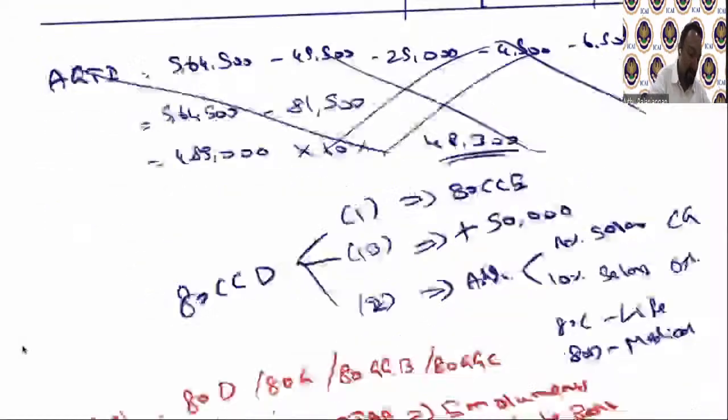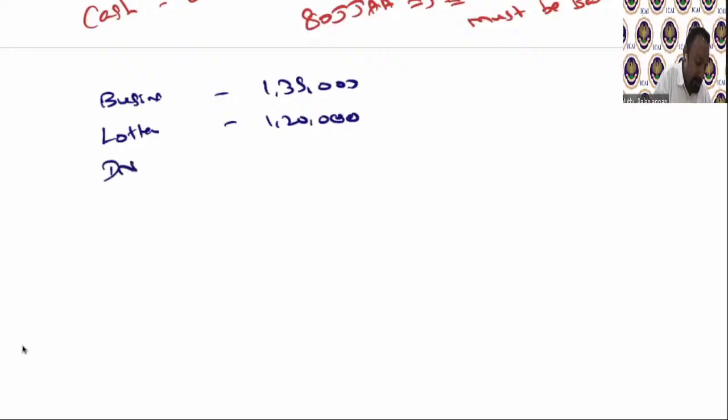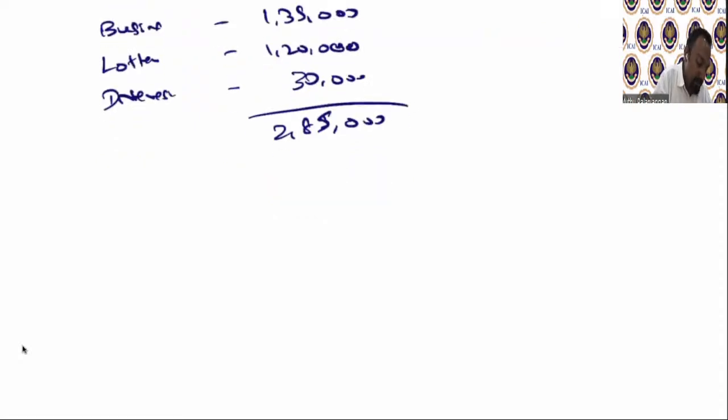So I'll probably work it out itself. So you have an income, let's say business is 1,35,000. Lottery is 1,20,000. And then you add interest, 30,000. So this is 2,85,000. Now, less 80C. That is, I can only claim on these two. I cannot claim on anything else.